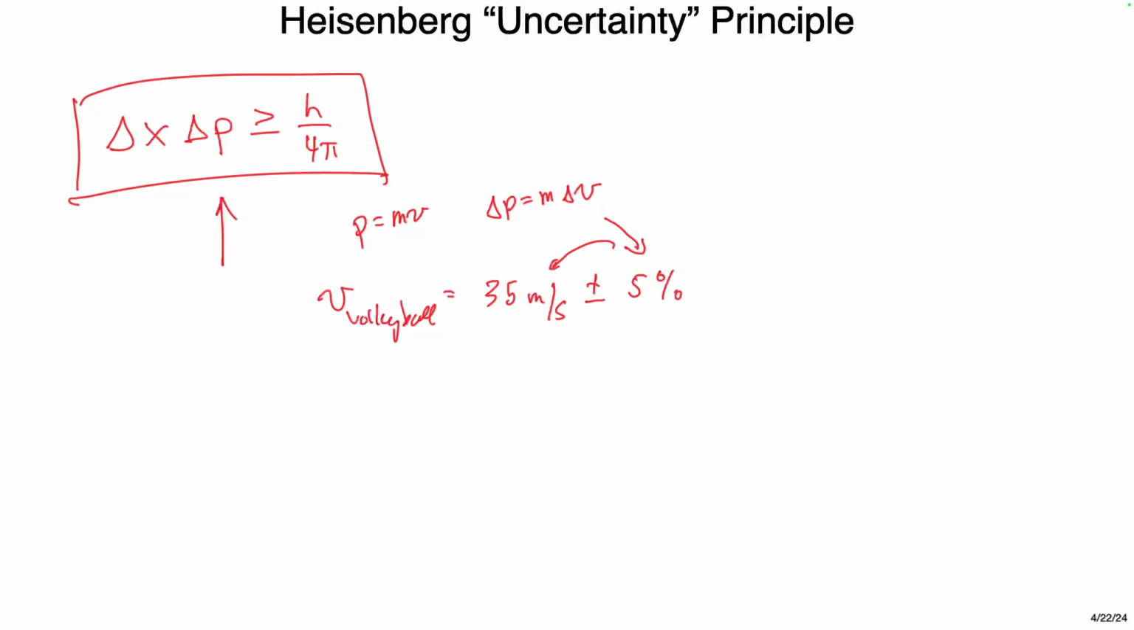Notice that the product, the multiplication of the uncertainty in the measurement of position and the uncertainty in the measurement of momentum always has to be greater than or equal to a constant: Planck's constant divided by 4 pi.